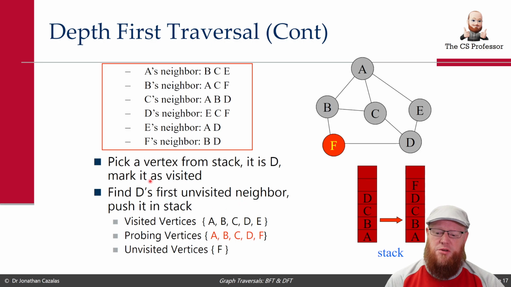We come to the next iteration, pick the value at the top of the stack, mark it as visited. Now you might say, well, that's kind of unnecessary because D is already visited. No harm, no foul.